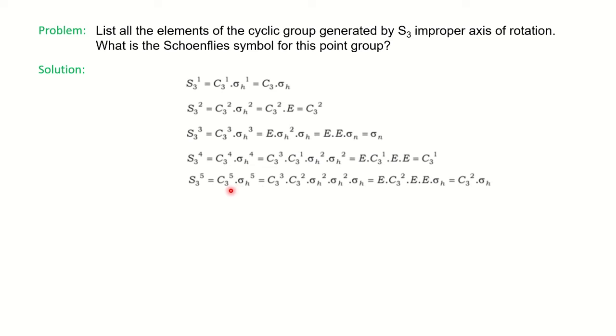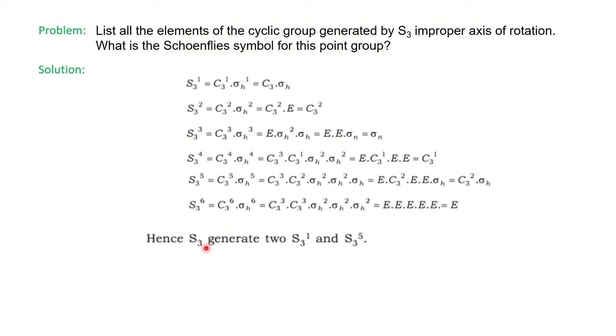S3^5 you can write similarly, and you can further reduce it into C3^3 into C3^2. C3^3 will be identity, and sigma h^5 you can write as sigma h^4 into sigma h, which is sigma h, so you are ending up with C3^2 and sigma h, which we cannot further reduce. Lastly we have S3^6, same way you can write down, both are ending up with identity, so ultimately you are getting identity here. Therefore we can say that S3 generates S3^1 and S3^5. All other operations are already present in the point group.